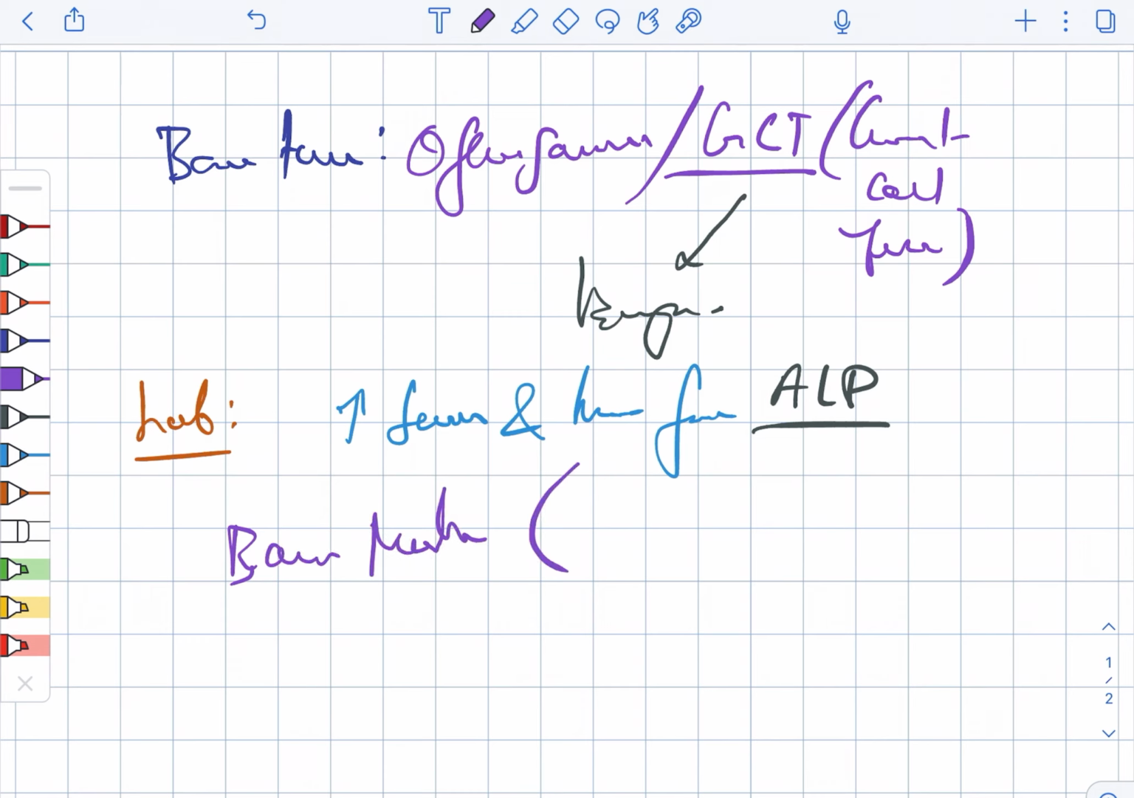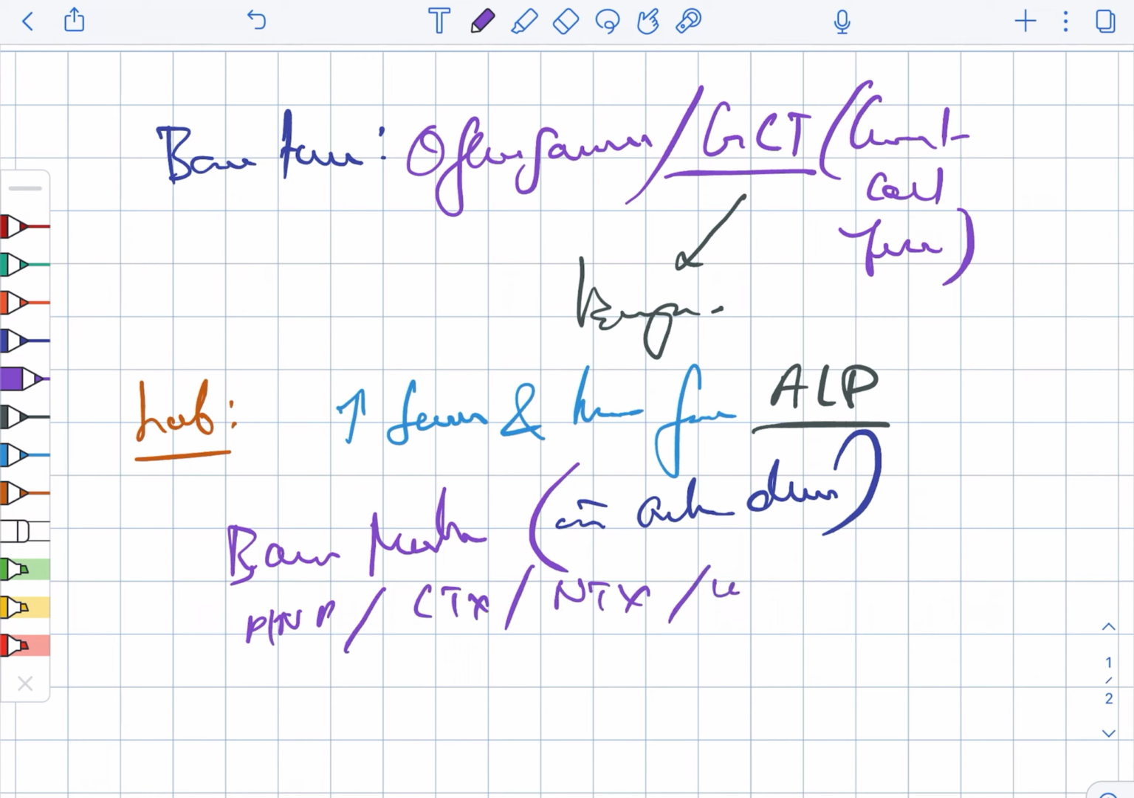And looking at the bone markers, they may be elevated or may not be elevated with active disease. So this can include PINP, PICP, CTX, NTX, and the urinary hydroxyproline.